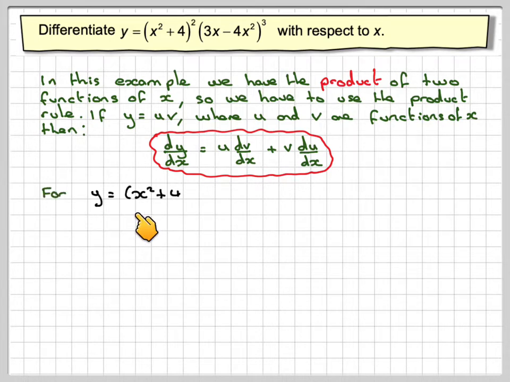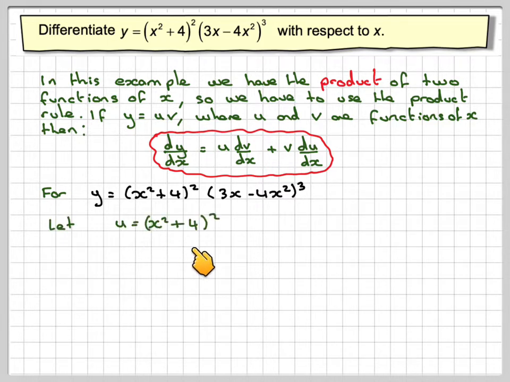So for y is equal to (x squared plus 4) squared times (3x minus 4x squared) cubed, you should let u be equal to (x squared plus 4) squared. Now if you differentiate that, you bring down the 2, write down the bracket, reduce the power by 1, and then differentiate the bracket. So du by dx will be 2 times (x squared plus 4) times the differential of the bracket, which is 2x. Bring that all together, you're going to get 4x(x squared plus 4).